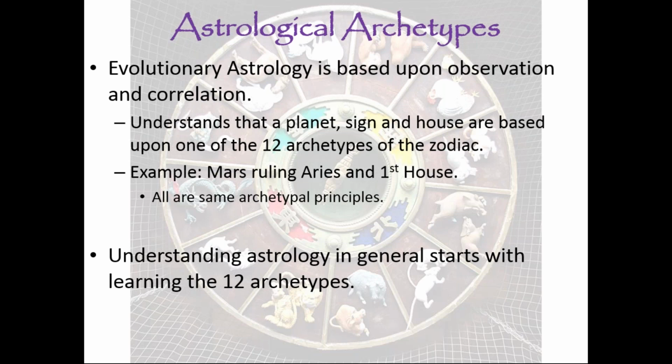And so if you just start as a beginner of astrology and learn the 12 archetypes of the zodiac, then you can extrapolate it to the planets and the houses, and then you can start to blend a planet in a sign and a house.